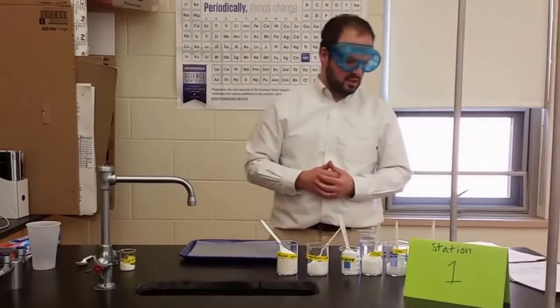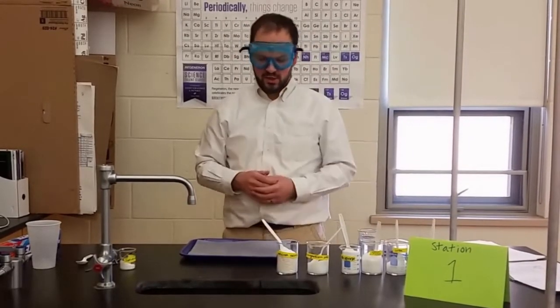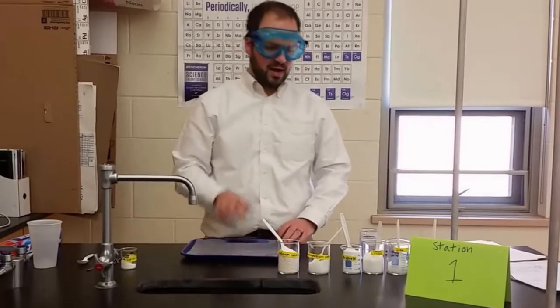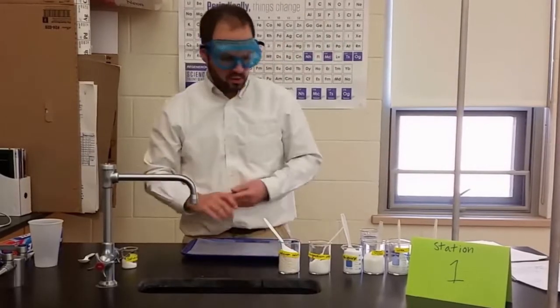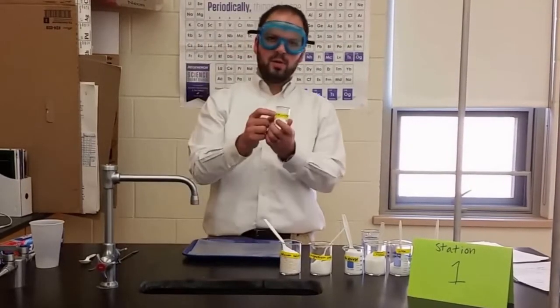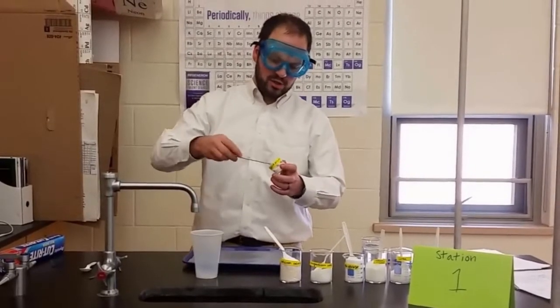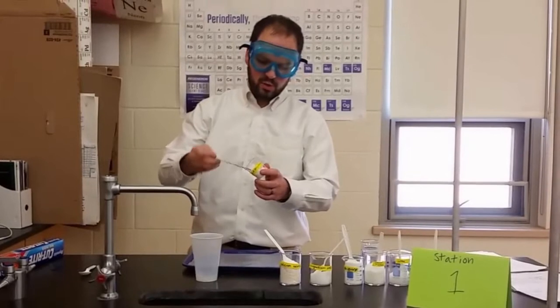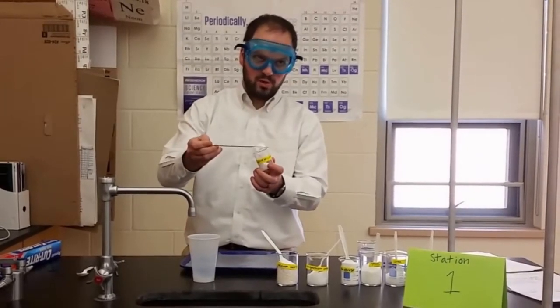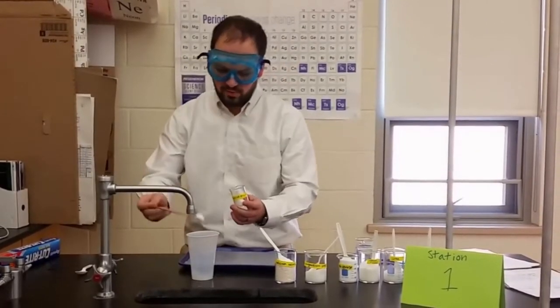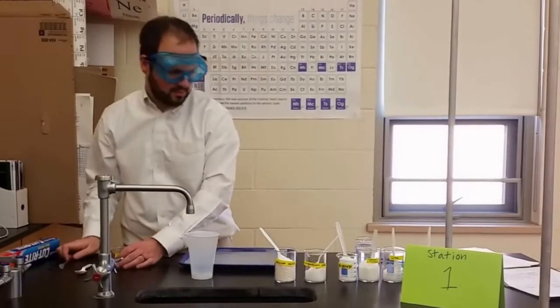Station 1 is the sodium polyacrylate gel station. We're going to test the interactions between compounds and a polymer. The polymer we're going to use today is sodium polyacrylate. This is a long-chained molecule that has charges in it. And what we're going to do is we're going to put a very generous metal scoop, not a plastic scoop, of sodium polyacrylate in a plastic cup.